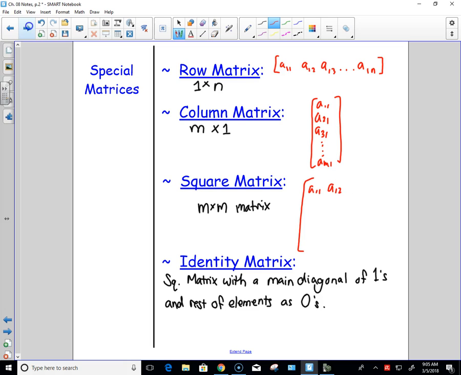You guys have already seen them. See what I'm talking about? I'm just showing you notation. A11, A12, A13, A21, A31. We could just keep going.